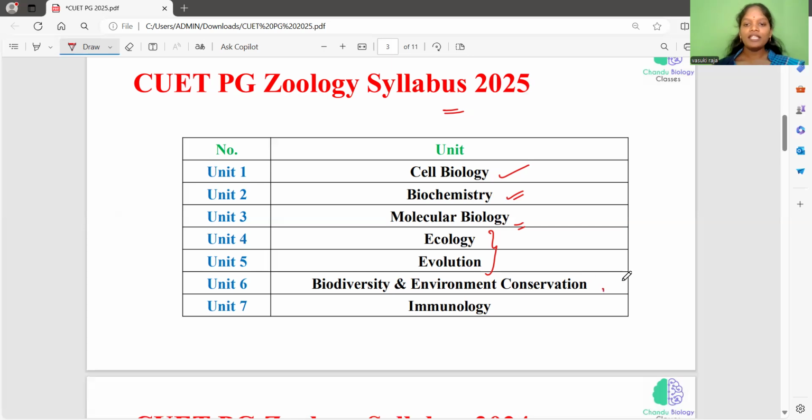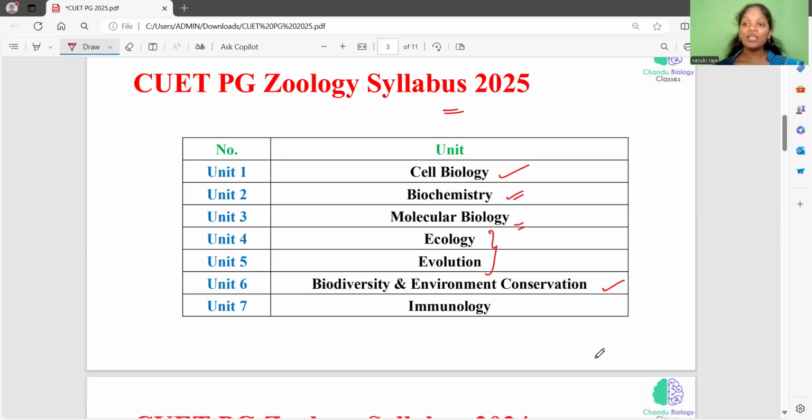And unit 6 is related to biodiversity and environment conservation. When it comes to biodiversity and environment conservation, we have to read about tropical forests, tropical rainforests, temperate forests, and what the hotspots are. We have to read about national parks and wildlife sanctuaries, what each sanctuary is actually conserving, which particular animal. We also have to focus on the IUCN status, whether that particular organism is extinct or critically endangered. So these are the areas where we can expect questions.